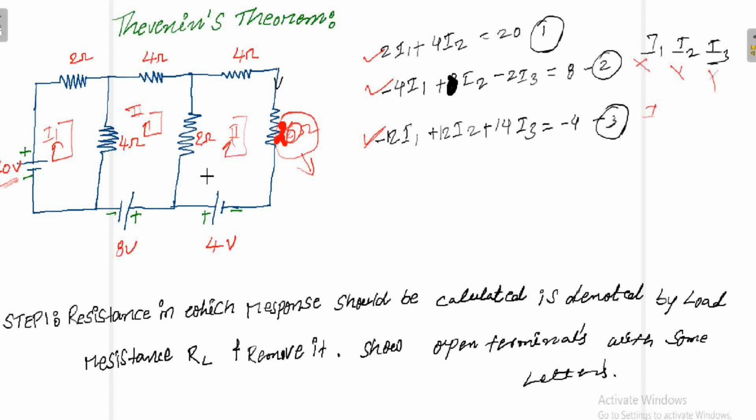like applying the superposition theorem or applying KCL and KVL, for each choice you have to start from the first point only. For each choice you have to start from the first point. For this only we are having 1, 2, 3, 4, 5 resistors, 5 to 6 resistors and 3 voltage sources.